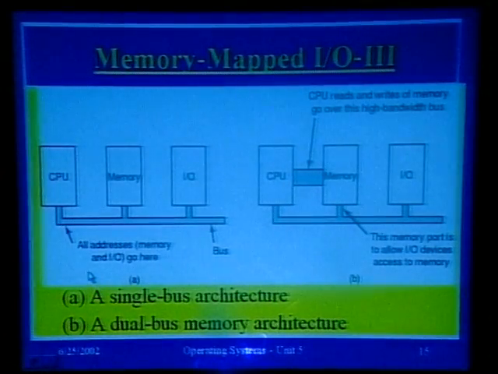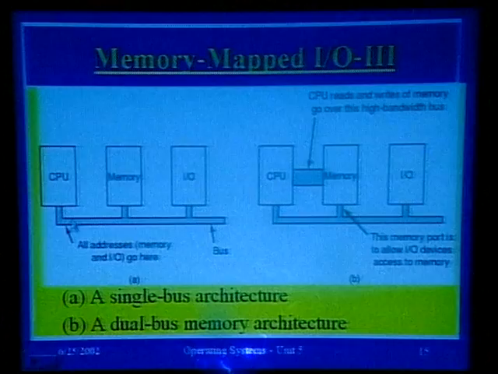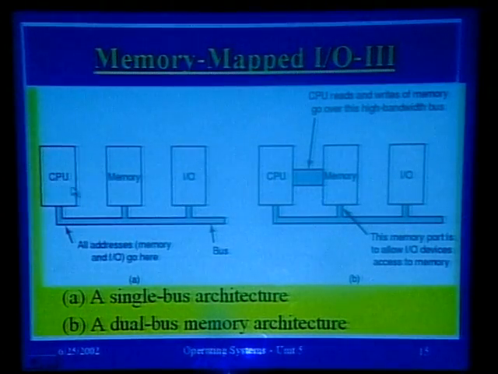Let's look at the diagram. In this first diagram, we see a single bus architecture. We have a CPU here, we have a memory, and we have I/O, and all these CPU, memory, and I/O are connected with a single bus. And all addresses, memory and I/O, go to the CPU. The I/O address, memory address, or whatever is on this bus, they go to the CPU through this single bus, and we call this a single bus architecture.